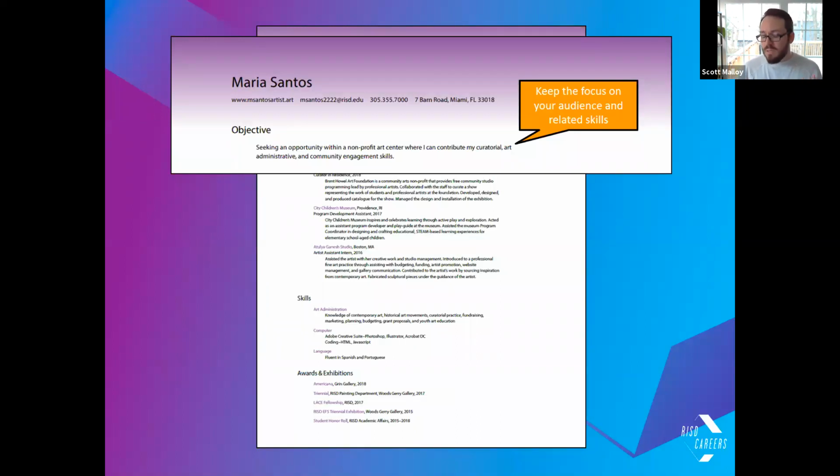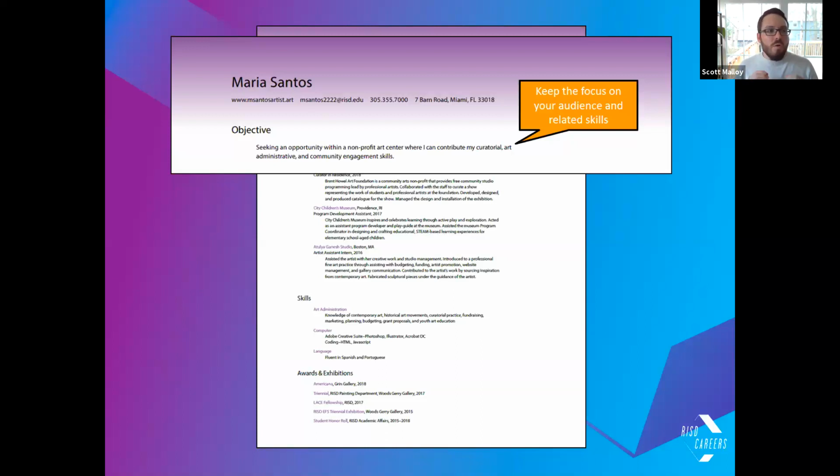So again, the two things they really do there is they put the focus on the type of environment. They say a nonprofit art center. They're very focused on where they want to be working. And then they flip that and they say, and here's what I can be offering to that environment, specifically curatorial, art administrative, and community engagement skills. They're doing a nice job of giving a little preview with those three skill sets of saying, here's what you get with Maria Santos. And that's a nice way for you to summarize for your reader what you bring to the table as an applicant. So that's an example of an effective objective, and that's a good use of space.